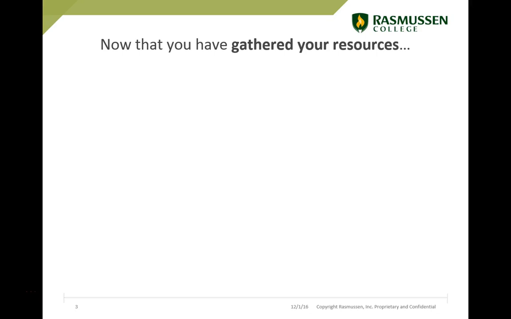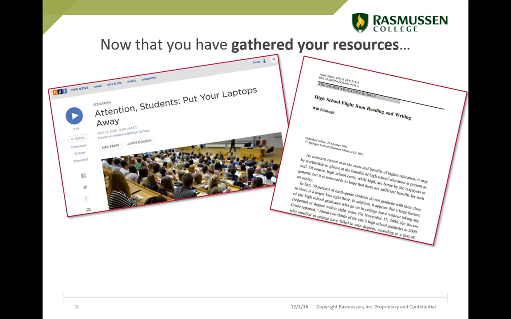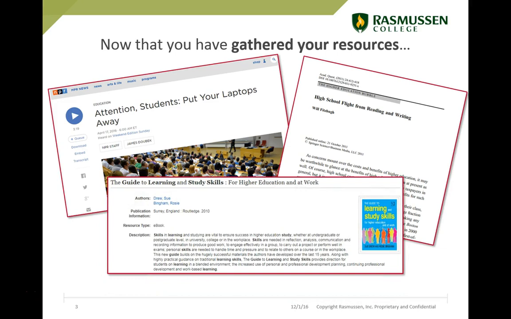Let's say that for this research assignment, we have gathered 3 resources. Our first resource is a journal article from a database. The second resource is a website. And our third resource is an ebook from the database. Now we can begin creating our citations.